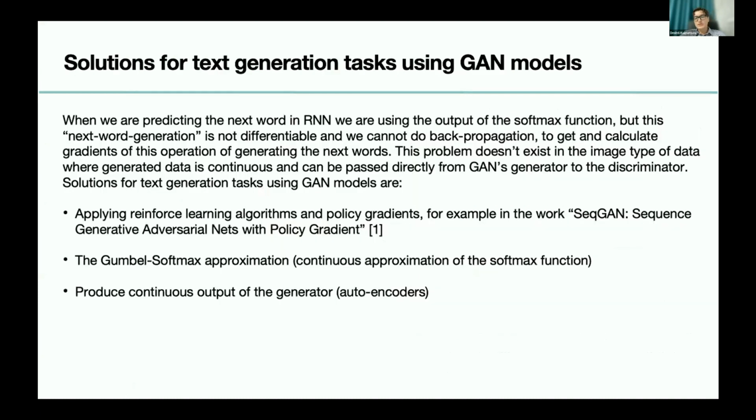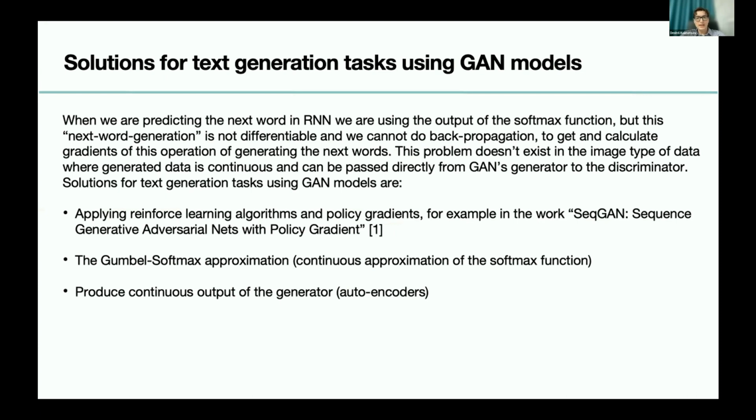Solutions for the text generation task using GAN networks can be viewed as follows. The first approach is what was used earlier: applying reinforcement learning algorithms and policy gradients. The most famous work in this area was generative adversarial nets with policy gradient. Then after the discriminator produces its output, we evaluate this output with an additional policy gradient. Another approach which can be used to solve this task is the Gumbel softmax approximation.